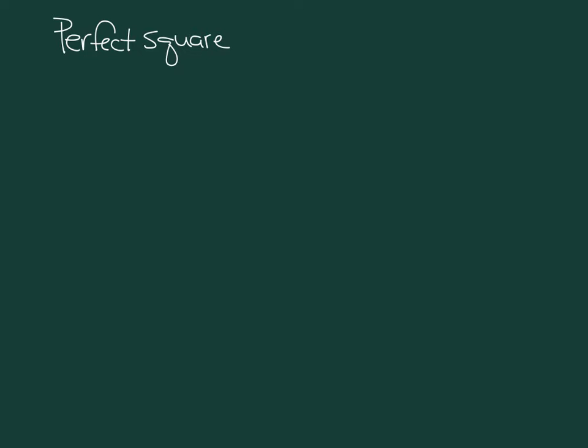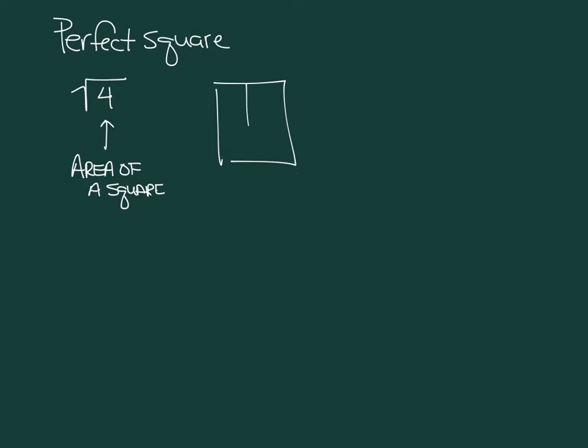So let's say I have the square root of 4. What this is saying is this 4 that sits underneath the sign is really the area of a square, okay? So if I were to draw out the area of a square, notice we have 1, 2, 3, 4, okay? So there's our area of 4.